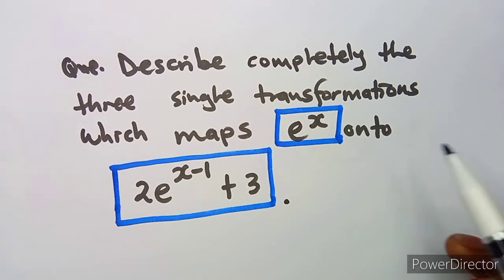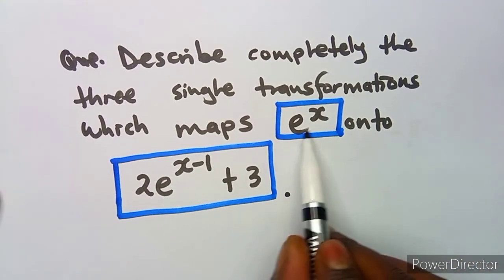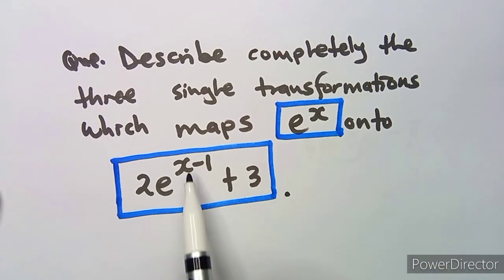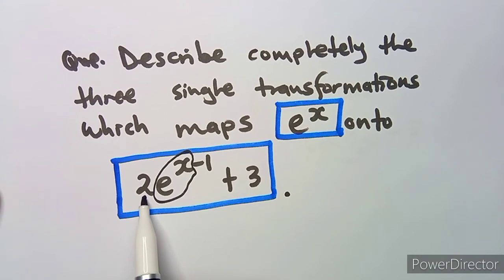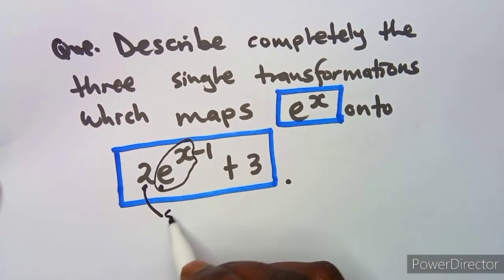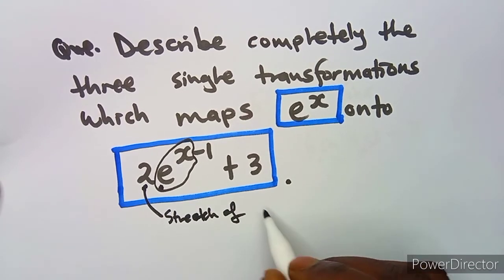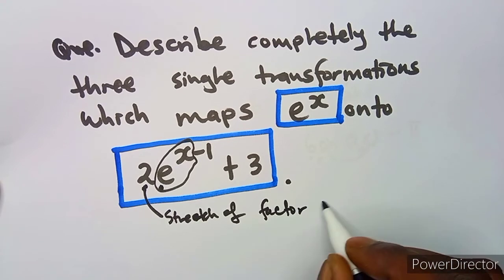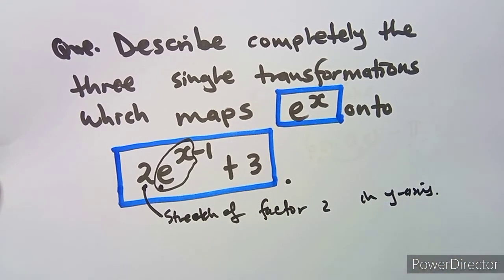All right, describe completely. That's another type of question that you are given. As you can see, guys, all you need is to locate your e to the exponent of x, which is this one. So what is done? 2 is multiplied to e to the x. So this one is a what? It's a stretch. So we've got a stretch of vector 2, which is in the y-axis or parallel to the y-axis.